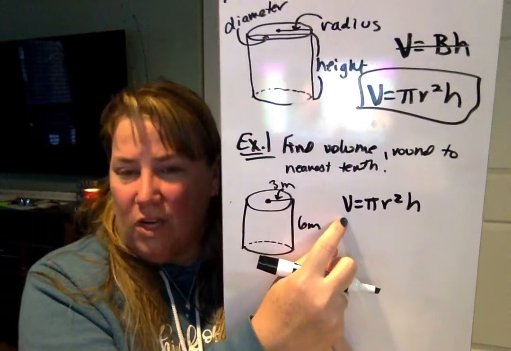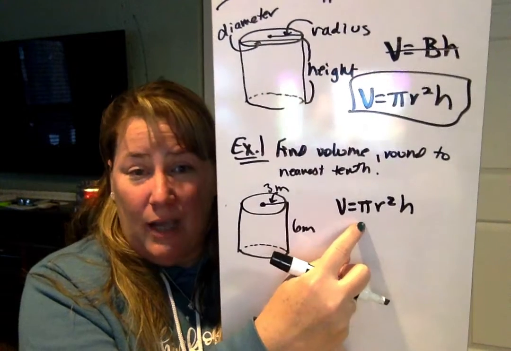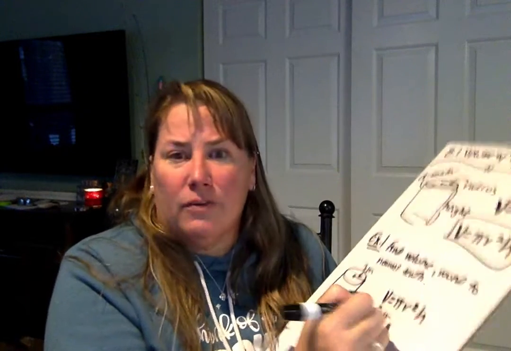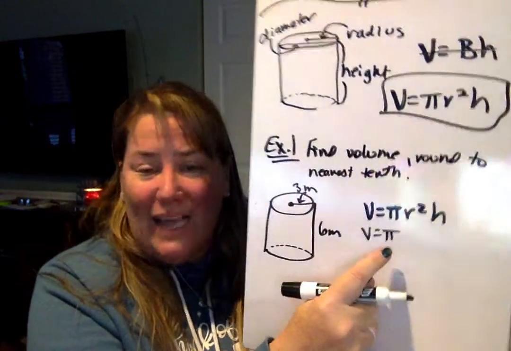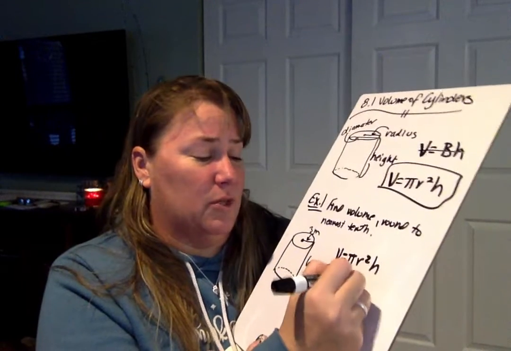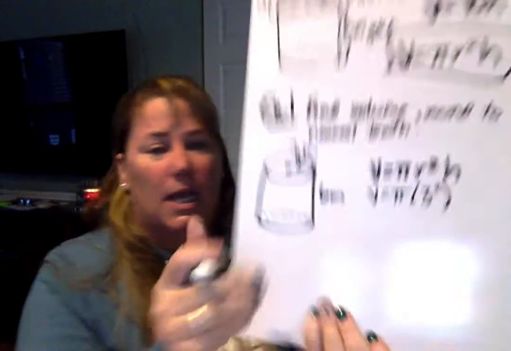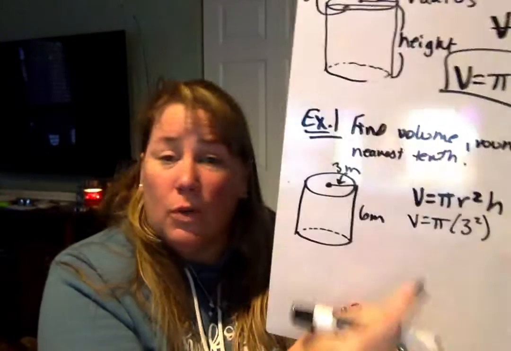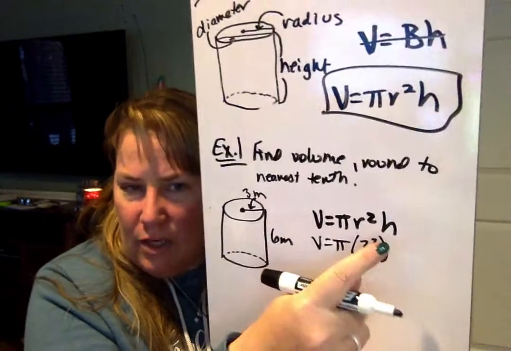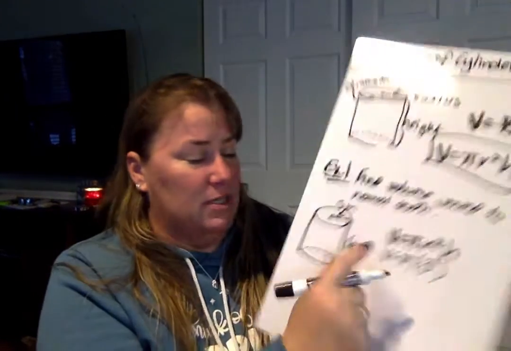We're finding the volume, so we're going to leave that as V equals pi. Well, pi is already a number, so we're going to keep that as 3.14. Haha, not. We're going to keep it as pi. Now, r squared, our radius is 3. So watch how I do this. I put 3 and I put a square inside the parentheses. When you square something, remember you're just multiplying it by itself. And then you're going to multiply it by height, which is 6.